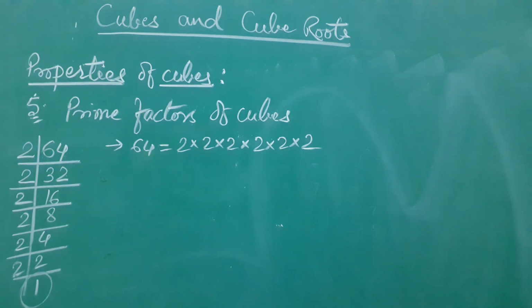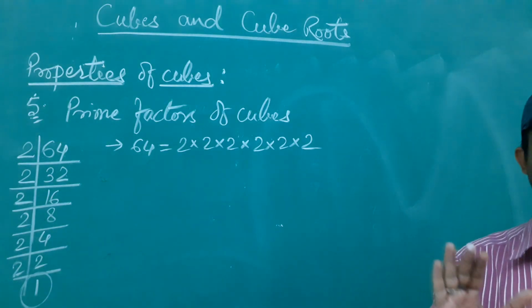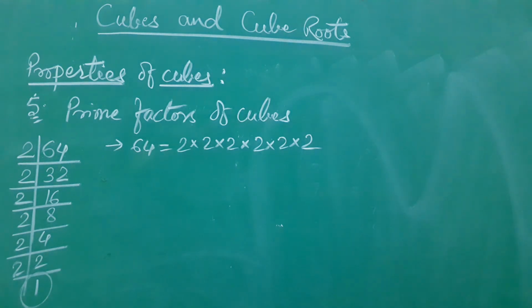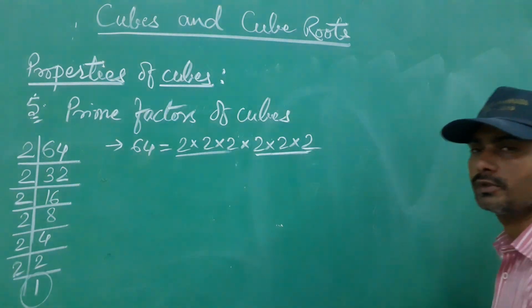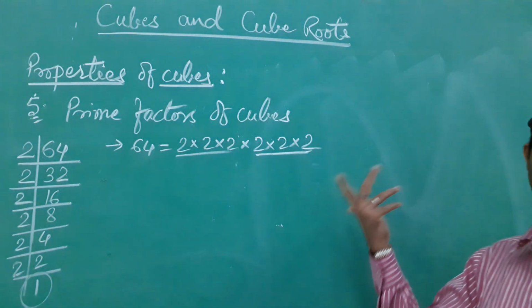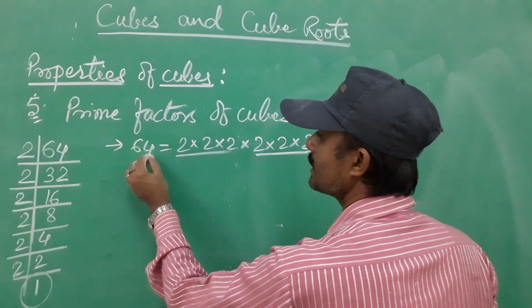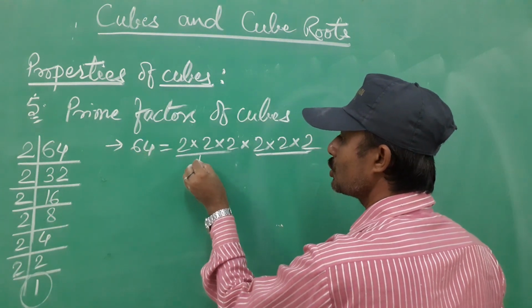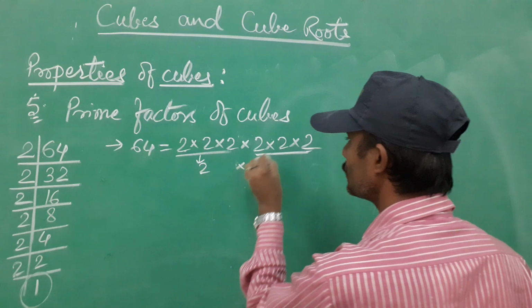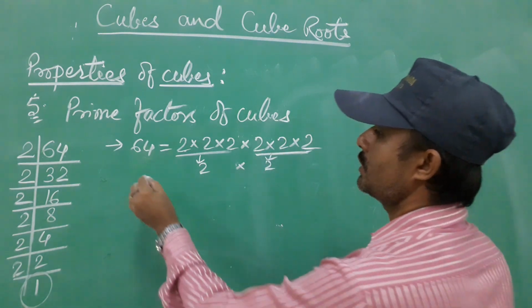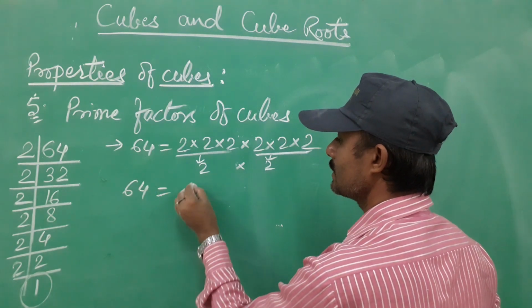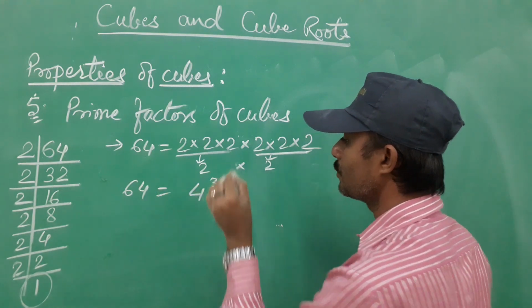In every perfect cube, you will find that each prime number will always be in a group of 3. This is a prime number, group of 3. This is also a prime number, group of 3. Maybe the same or maybe different. So 64 is the cube of 2 into 2, which is 4. So 64 is equal to 4 cube.